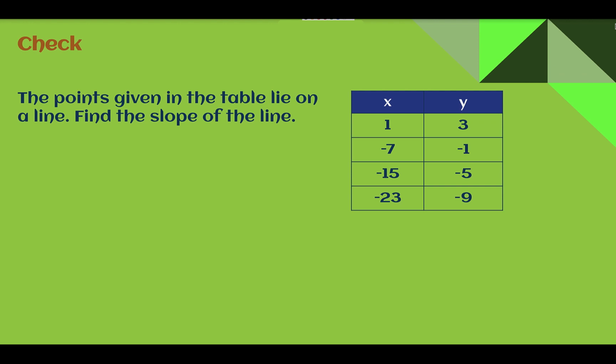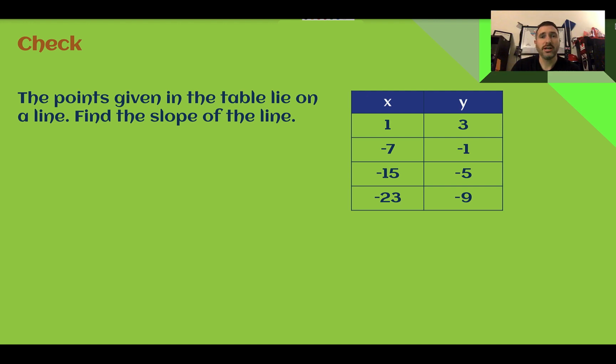Check your understanding. These points in the table lie on a line. What is the slope of that line? Pause the video now and complete the check. Check your answer. You should have found 1/2, or you could have done 0.5.